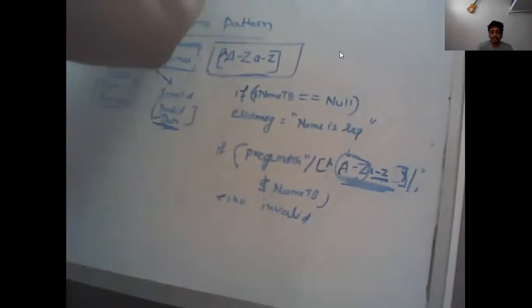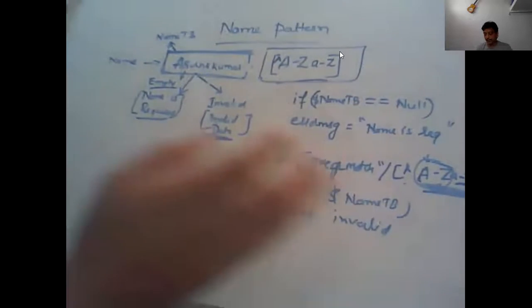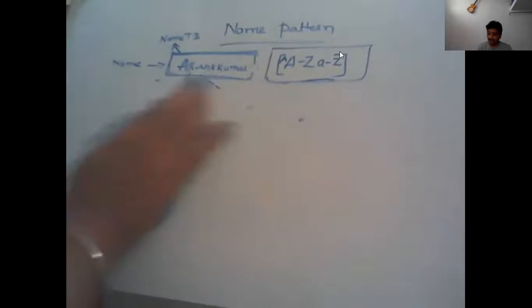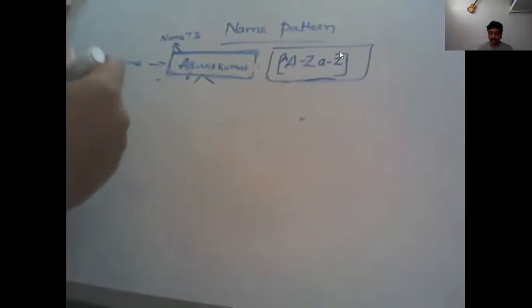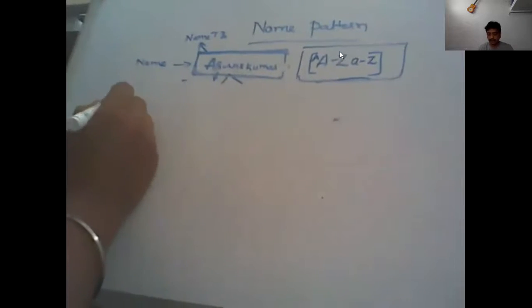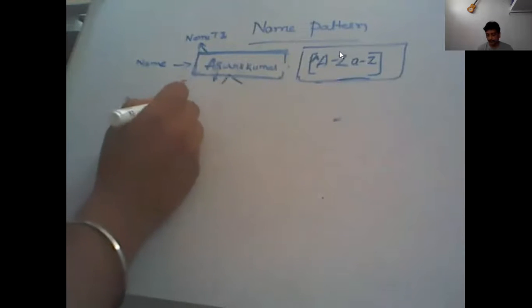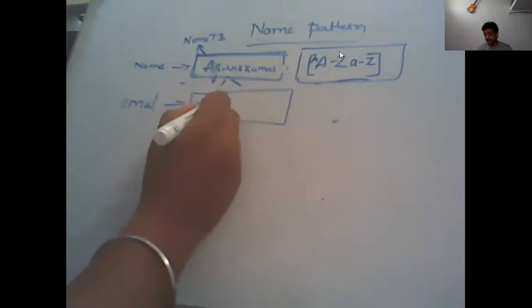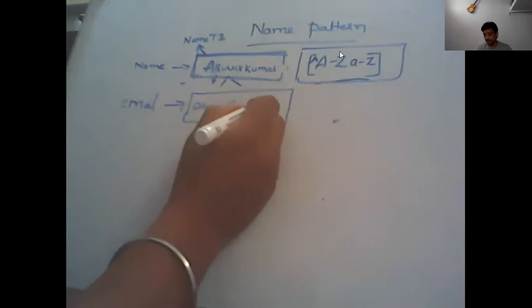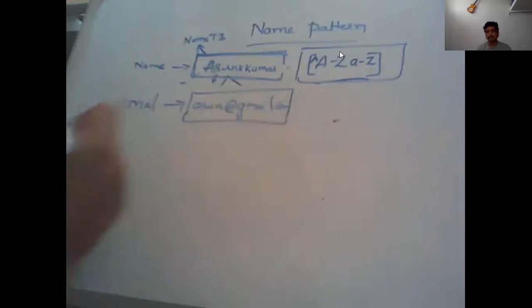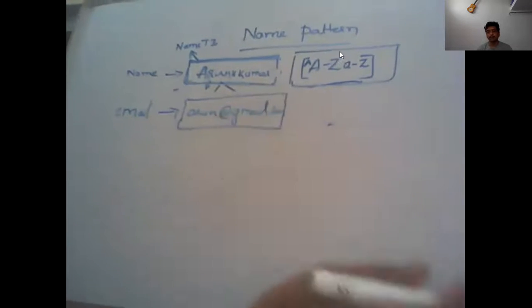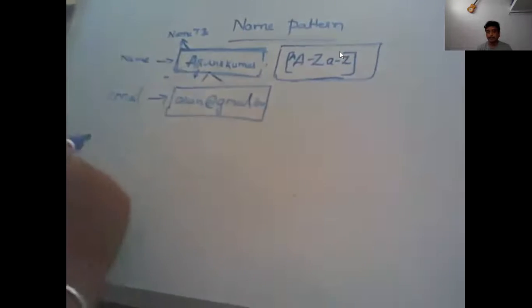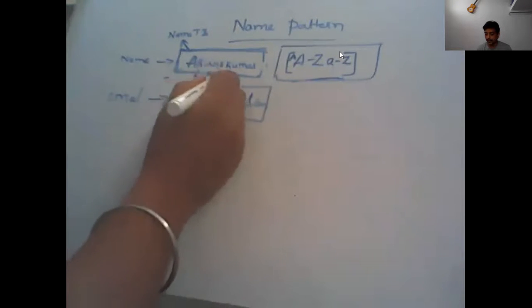Okay, I will go back to the slide. Before going back to the slide, I have the second option. This name is clear. After the name, I have one more field to enter, that is email. The next field is email. Here I want to enter a valid email ID, gmail.com. This is a valid email ID. What is the pattern for email? Now you can tell me the pattern.